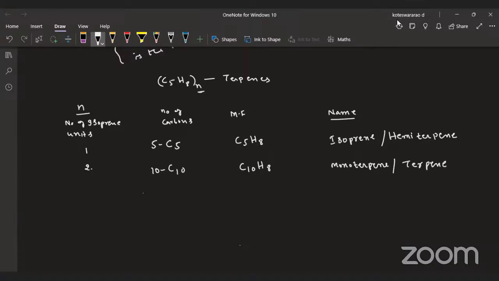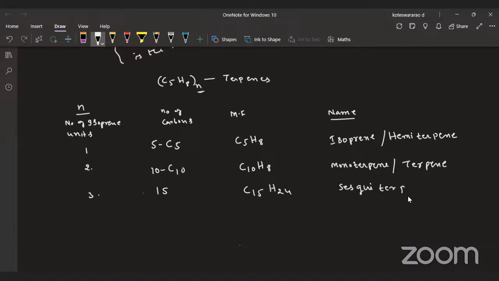It is terpene. Next, the third one: the number of carbons is 15, plus 1. C15, H20. Sesquiterpene. I think it is already covered at UG level. You know, you can follow it.